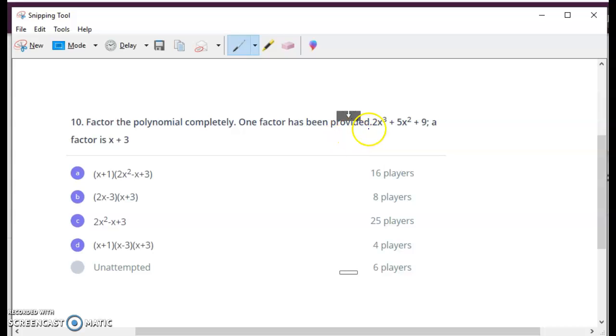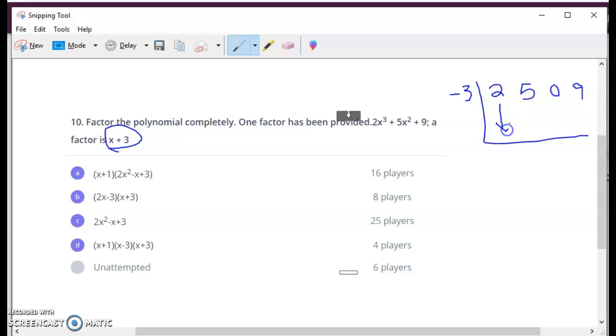One factor has been provided, and the factor was x plus 3. So I recommended using synthetic. If the factor was x plus 3, that means a -3 goes on the outside, the opposite of what I see in this factor. And then my coefficients go on the inside. So I have a 2, a 5. I'm missing the x, so we need a placeholder of 0 there, and then 9.